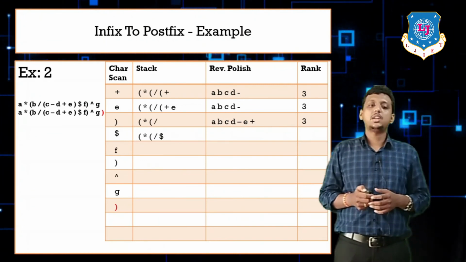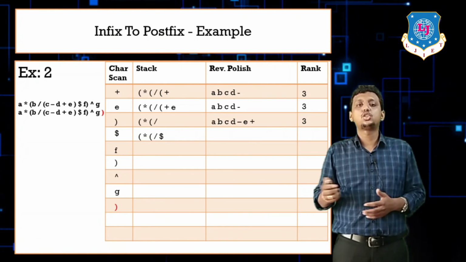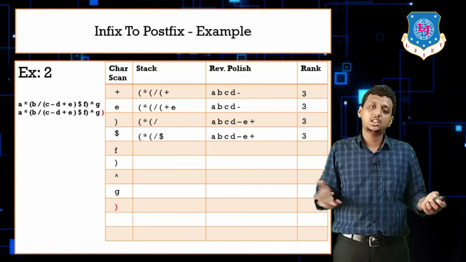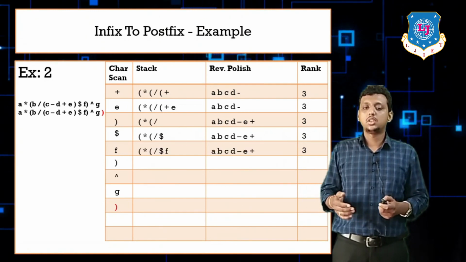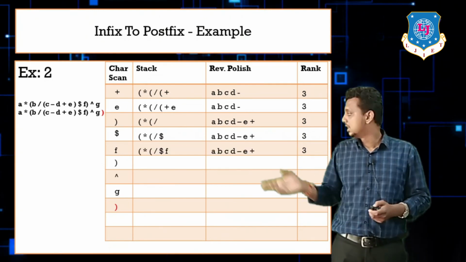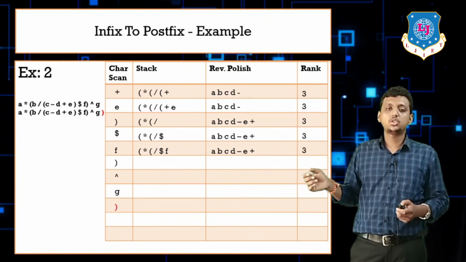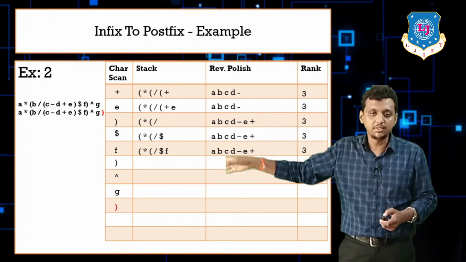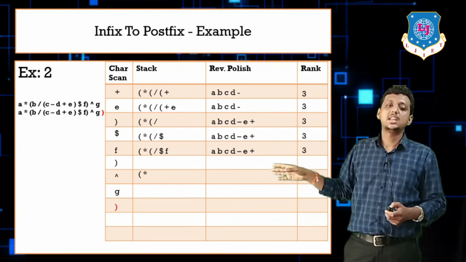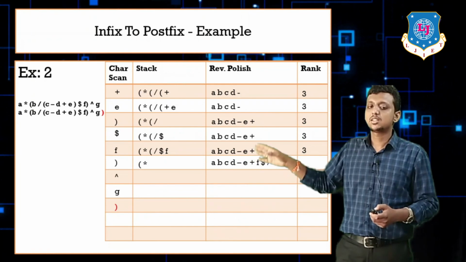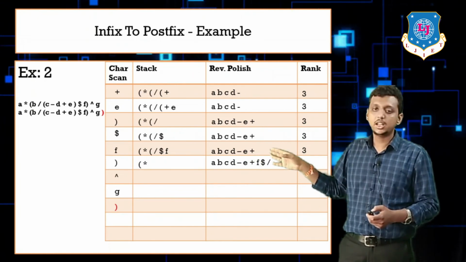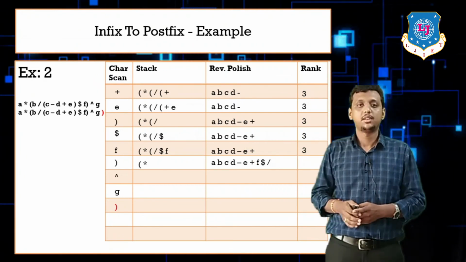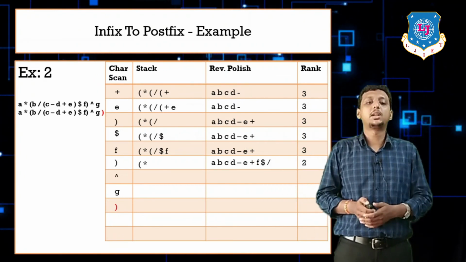Now, next we have the dollar with us, just push dollar inside the stack. Here we have, now F is a character, push inside the stack. So here it is, now again the closing one. If you already get the closing one, so you just have to pop out each and every element. First we get F, then dollar, then division. So the whole string becomes ABCD minus plus ABCD minus E plus dollar F division. Sorry, F dollar and division. Fine. And to calculate the rank, it will become 2.